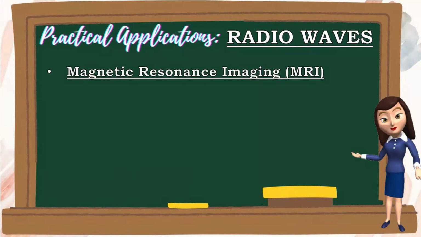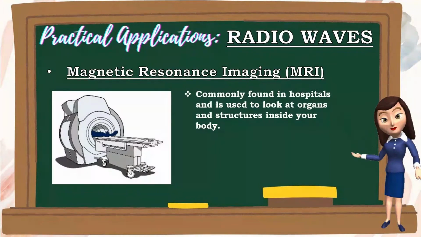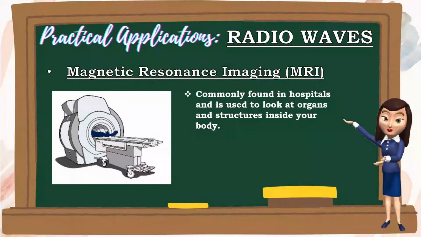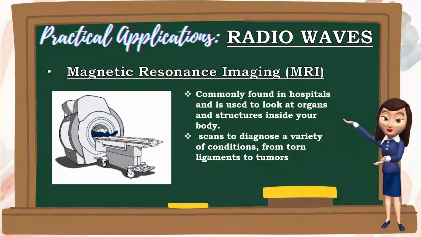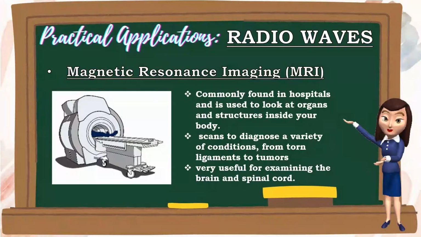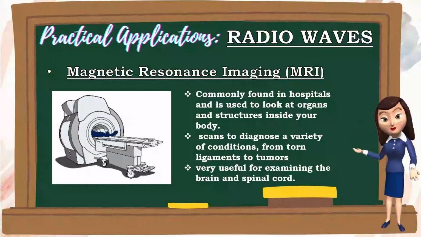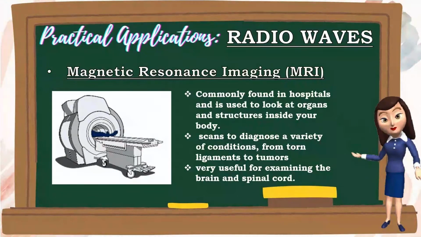Lastly is the magnetic resonance imaging or MRI. This is commonly found in hospitals and is used to look at organs and structures inside your body. Healthcare professionals use MRI scans to diagnose a variety of conditions, from torn ligaments to tumors. MRIs are very useful for examining the brain and spinal cord. It is a medical imaging technique that uses powerful magnets, computer, and radio waves to make detailed pictures inside your body.